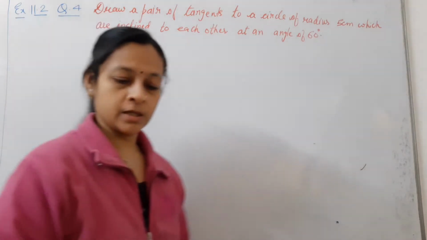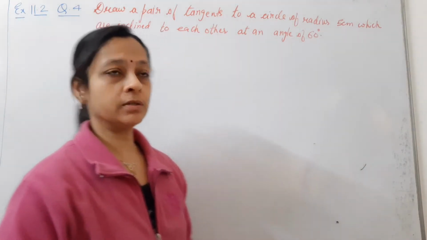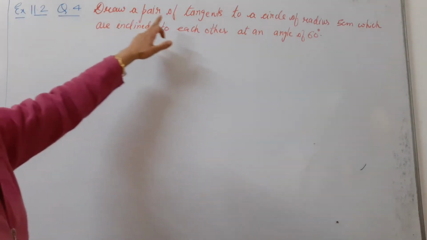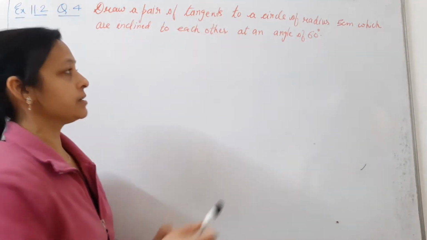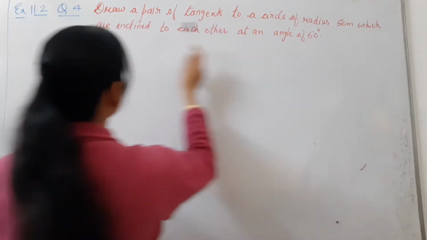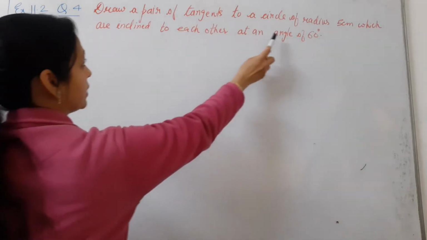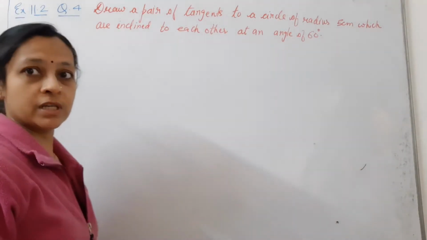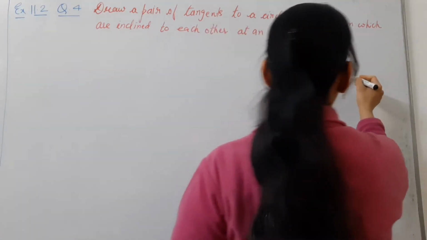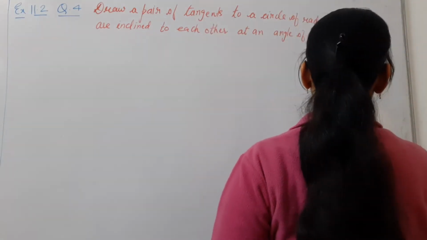Hello students, today I am going to solve this question. Draw a pair of tangents to a circle of radius 5 cm which are inclined to each other at an angle of 60 degrees. So first we will draw a rough figure of the given data.